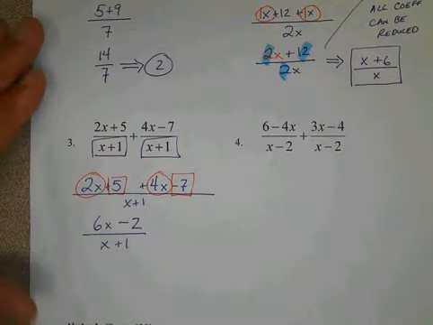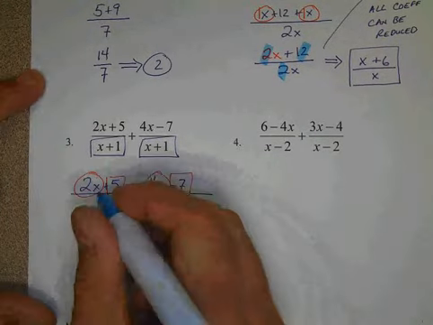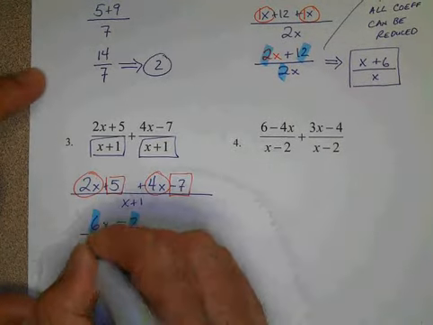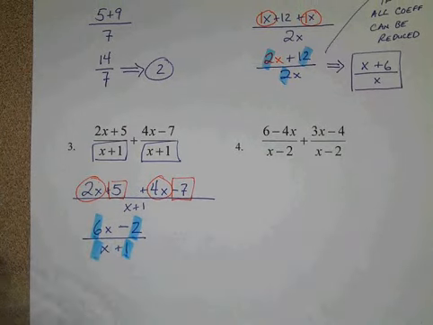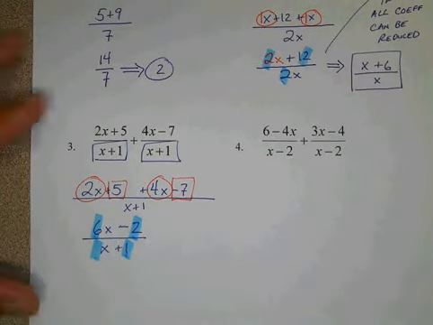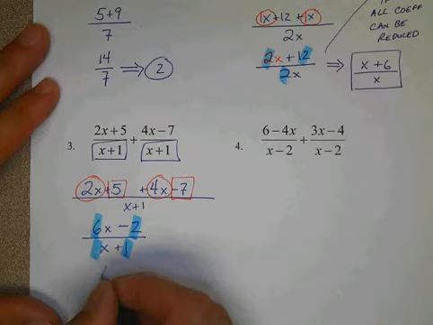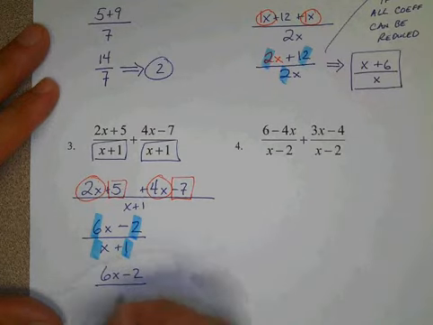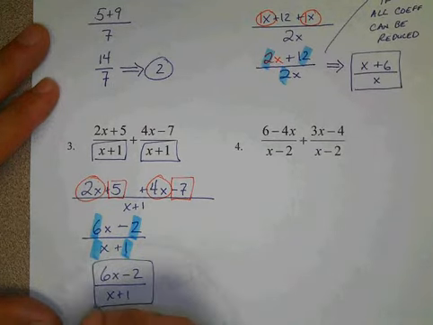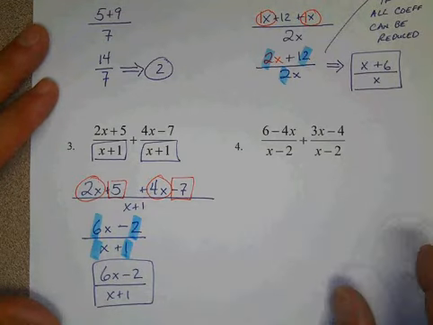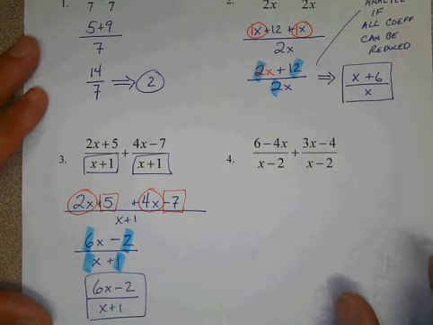Here, once again, I'm going to identify and focus on my coefficients, 6, 2, 1, and 1. And I see between all four of those there's nothing that goes into all four. And so my answer is still 6x minus 2 over x plus 1. So on problem 2, we were able to cancel, but on problem 3, we were not.